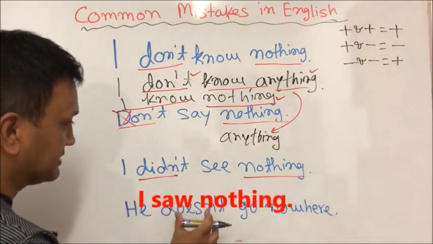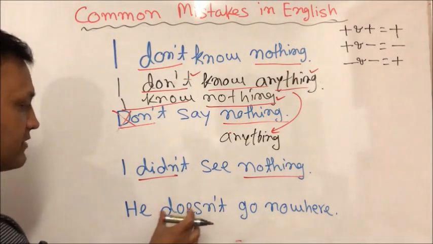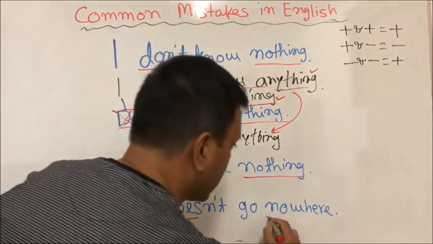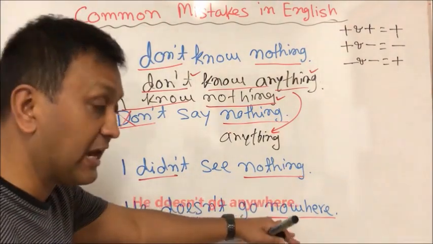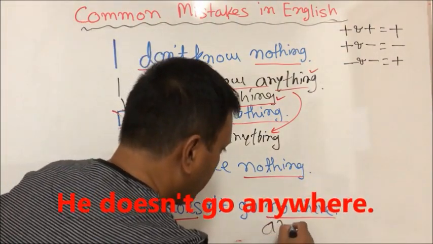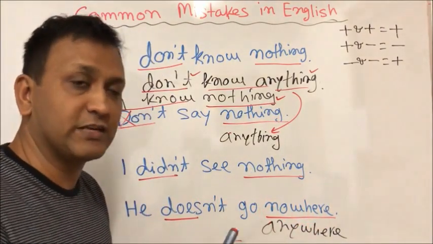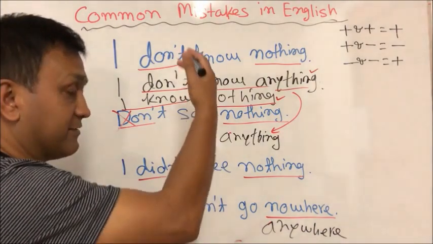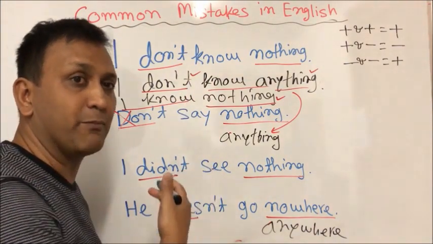Similarly, "he doesn't go nowhere." You can't say "doesn't" and "nowhere" at the same time. You have to say either "he doesn't go anywhere." So learners, I hope you understand what I'm trying to achieve out of this lesson. So please watch it a couple of times to understand better.